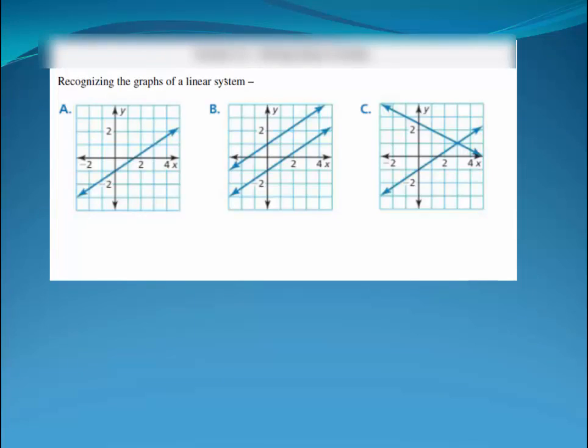So recall that the graph of a system of linear equations can be one of these three. In this case, it only looks like there's one line, but there's actually two lines, and they're directly on top of each other. So what does that mean? It means that your equations are identical.